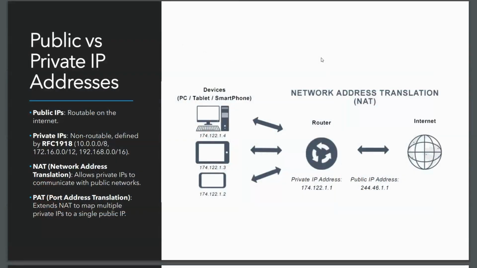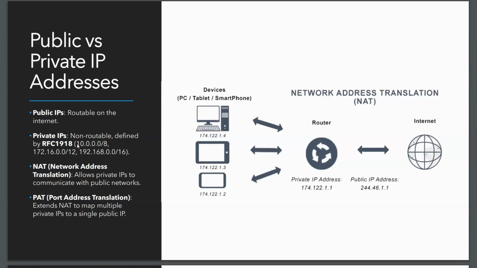IP addresses. Public IPs are globally unique and routable on the internet. These are the addresses assigned to devices that need to communicate across the open internet. In contrast, private IPs are used within local networks and are not routable on the internet, meaning they remain internal to your network. Private IP ranges are defined by RFC 1918, including the 10 dot range, 172.16 range, and the 192.168 range. If you can see here, over here.